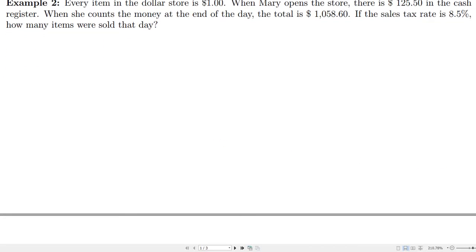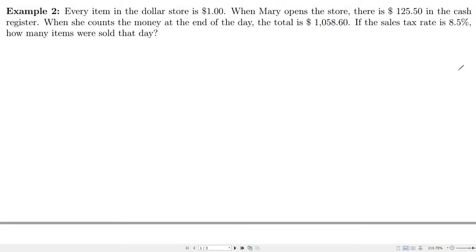So let's take a look at this example here. This example has to do with a store. Every item in this dollar store costs $1. When Mary opens the store, there's $125.50 in the cash register. When she counts the money at the end of the day, the total is $1,058.60. If the sales tax is 8.5%, how many items were sold that day?